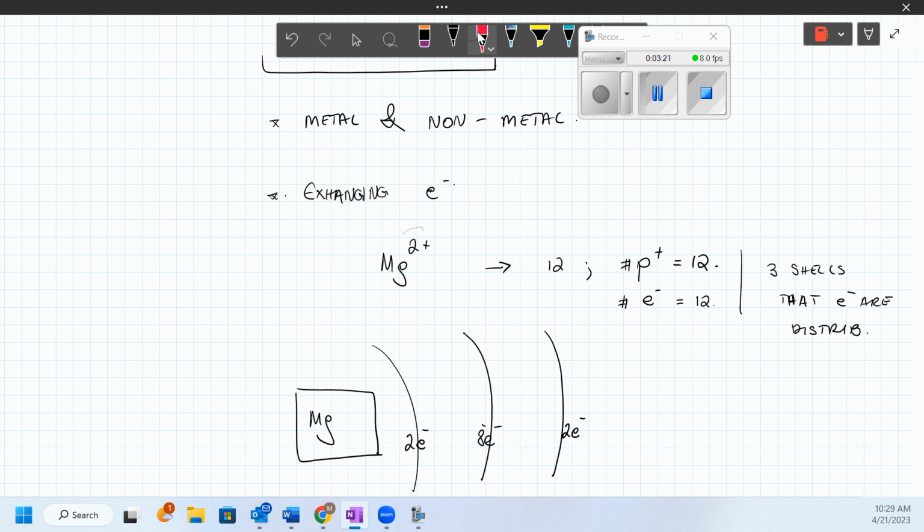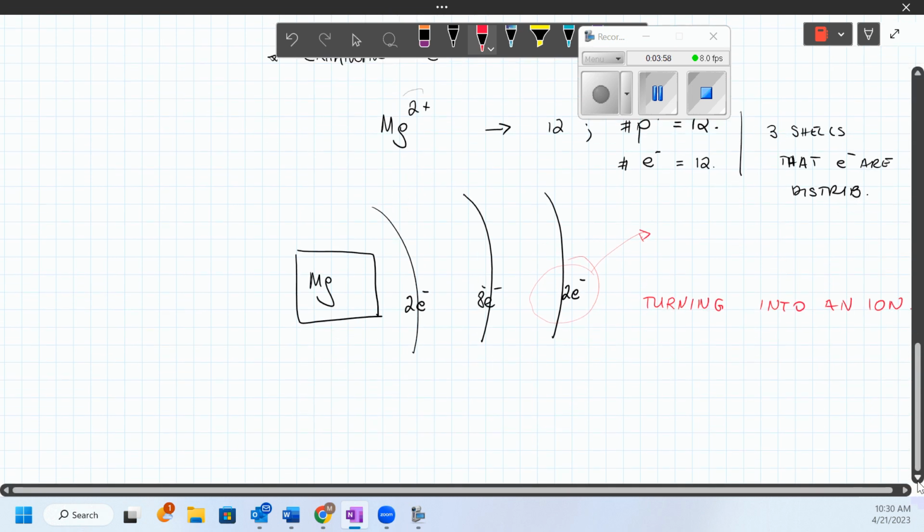Those 2 electrons in the outer shell, magnesium being a metal, have the tendency to be given away to another element that likes those 2 electrons to complete its outer shell. By giving those 2 electrons away, magnesium is turning into an ion, known as the magnesium ion.